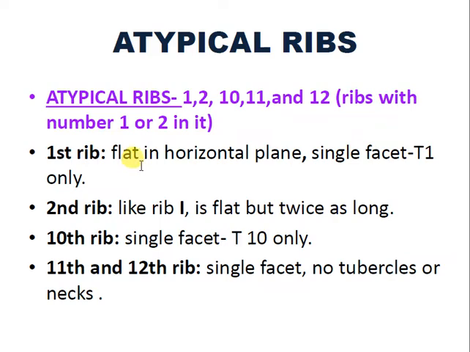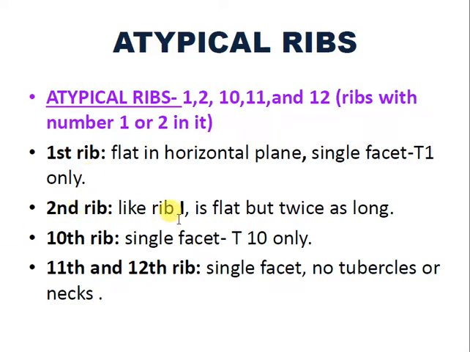That's why they are called atypical. In the first rib, the unique feature is that it is flat in the horizontal plane, with a single facet, T1 only. If you put it in the horizontal plane, maybe on a table, it is flat, as different from other ribs.